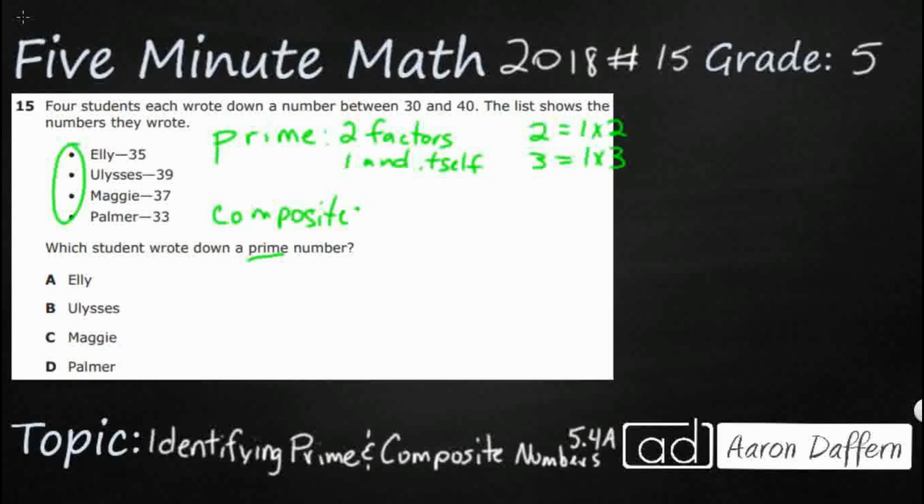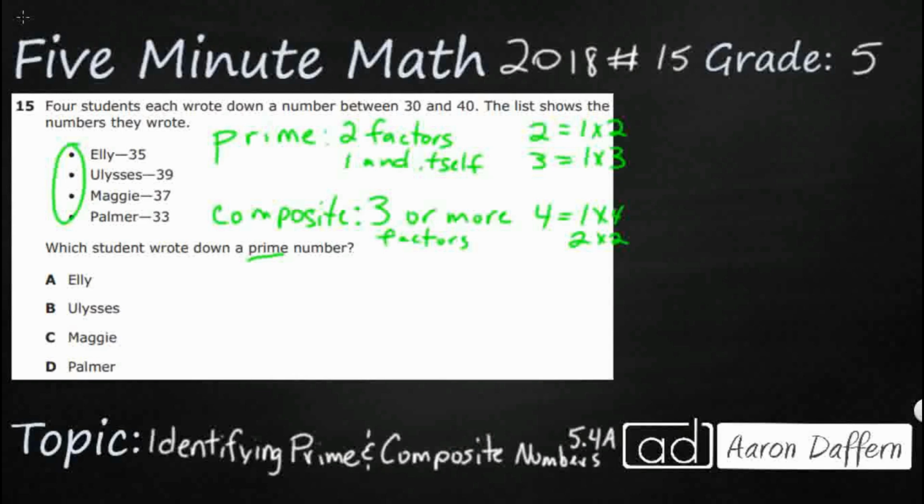Composite is going to be 3 or more factors. So it can be 3, can be 20. A perfect example would be 4. With 4, I can get 1 times 4, but I can also use 2 times 2. So 4 actually has 3 factors: 1, 2, and 4. Even though there's 2 2's, you're only going to list it once. So what we use for this is prime factorization.